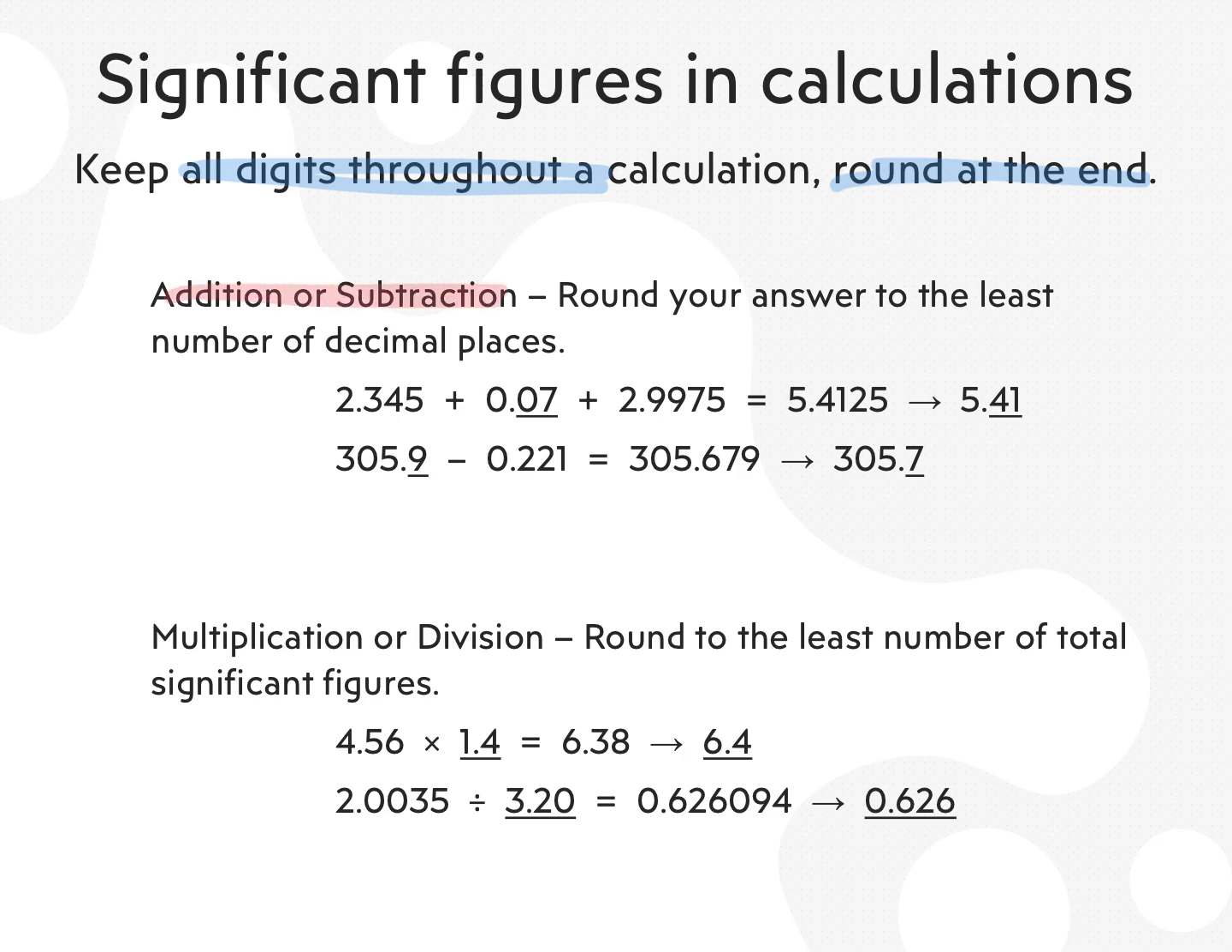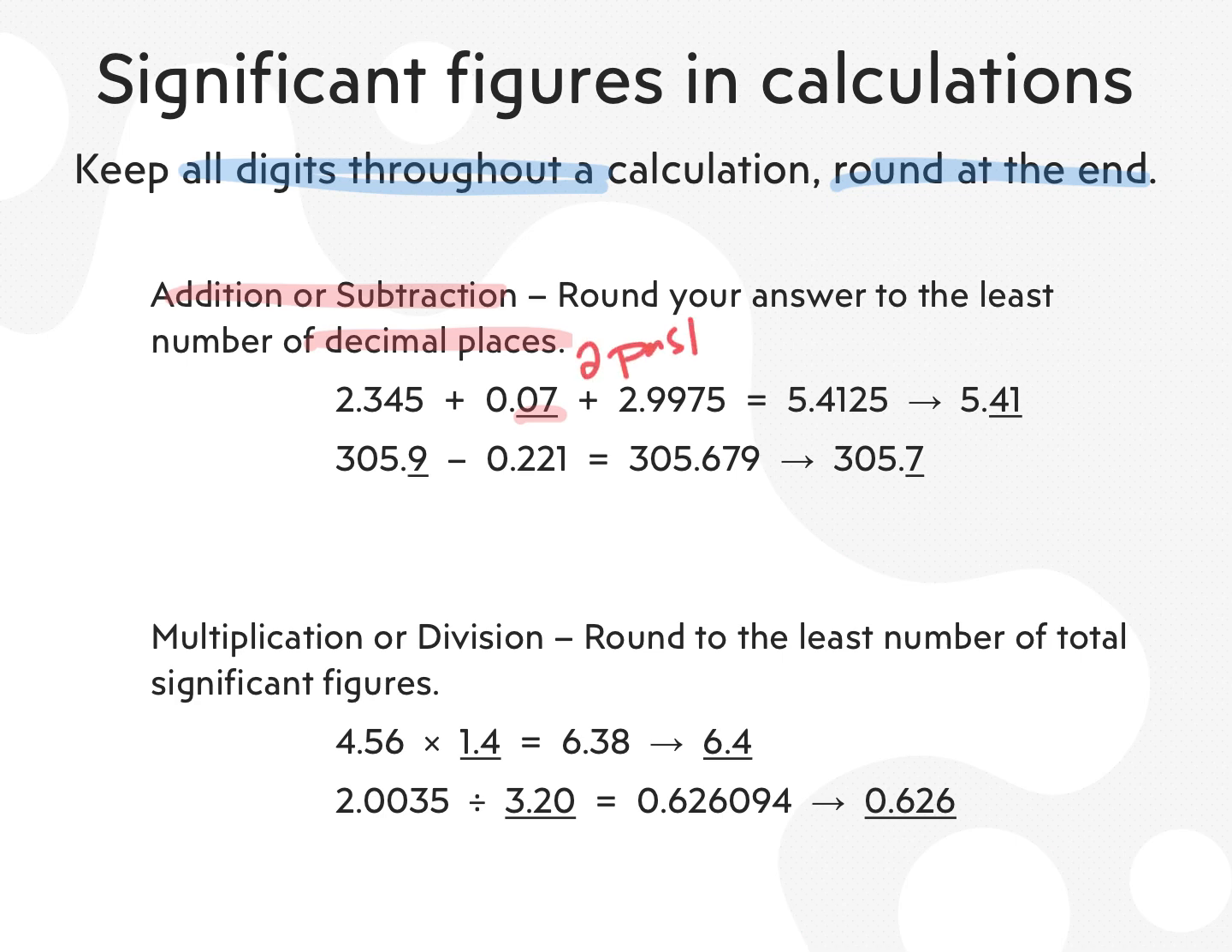When we're adding and subtracting, we're going to round our answer to the least number of decimal places. That is the tens place or the ones place or the hundredths place. How many places past the decimal? So if I have something like 2.345 with 3 digits past the decimal, and 0.07 with 2 digits past the decimal, and 2.9975 with 4 digits past the decimal, the least number of places past the decimal is 2 digits past.